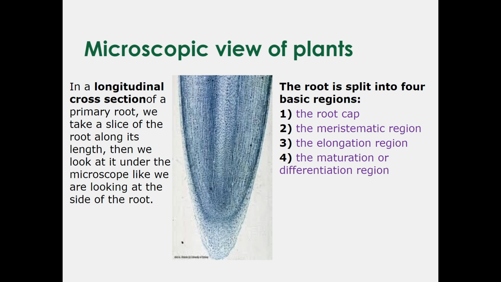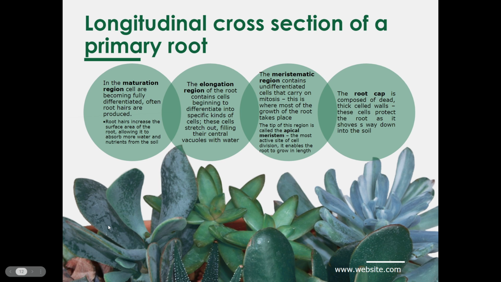Here we can look at a microscopic view of a root. We're looking at the root cap, which contains a meristematic region, an elongation region, and the maturation or differentiation region. This is a longitudinal cross-section of a primary root. We would just take a slice of the root along its length, and then we've looked at it under a microscope to gain this image. So you're looking at the side of the root.